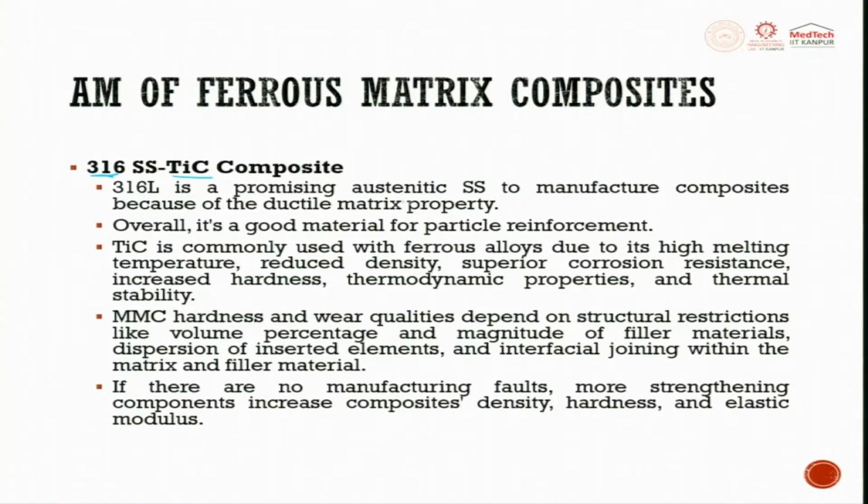316L is a promising austenitic SS to manufacture components because of the ductile matrix property. If you have a brittle matrix, then adding this reinforcement is not going to take us anywhere. So, it is always a good idea to choose a matrix which has ductility. Overall, it is a good material for particle reinforcement. So, this ductile matrix is very good.